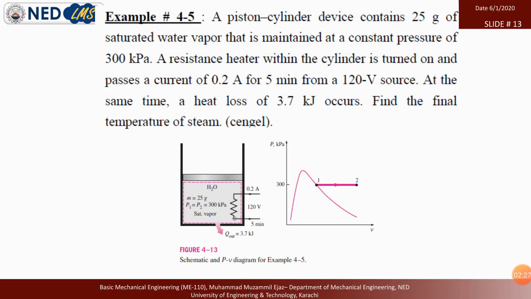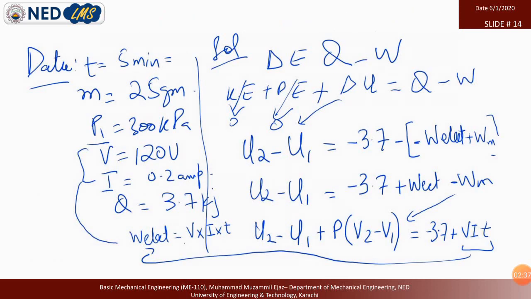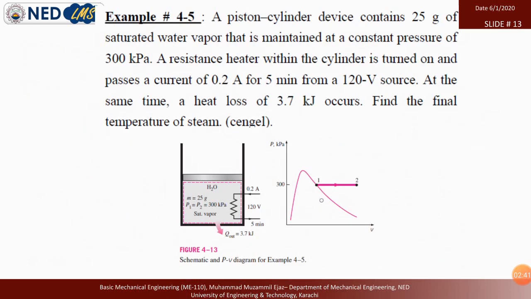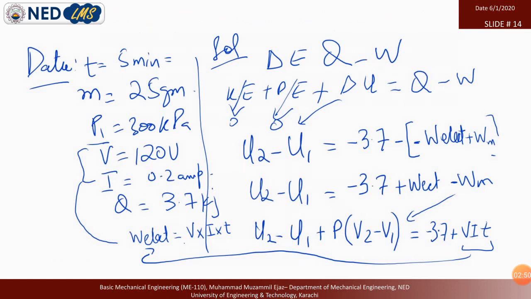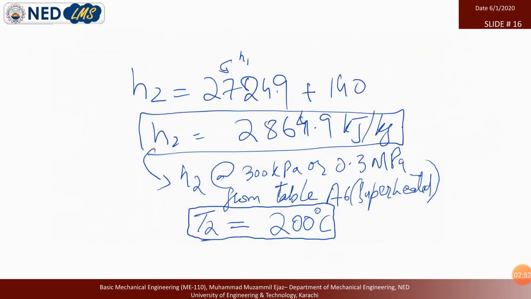This process is also available in our mechanical engineering lab. We have an electrical boiler which heats water into steam, and it is not only used till the saturated state, but here in this example we heat saturated steam to the superheated state. This is the solution we have done in the last lecture.